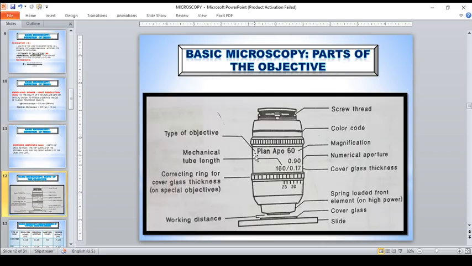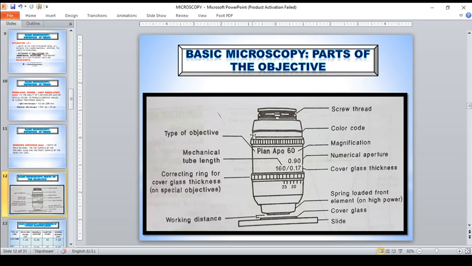Okay, so I already discussed, I think, the differences between the four main objectives of a compound microscope. So these are the parts of the objective. Okay, so for example, here you have the slide, and that is the cover glass. So the space between the objective and the glass slide, or in this case, the cover slip, is termed the working distance. Okay, so those are also the other parts of the objective.